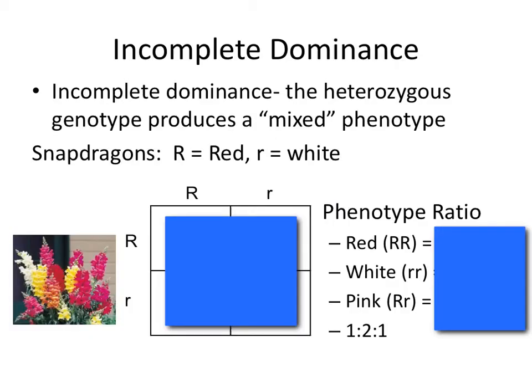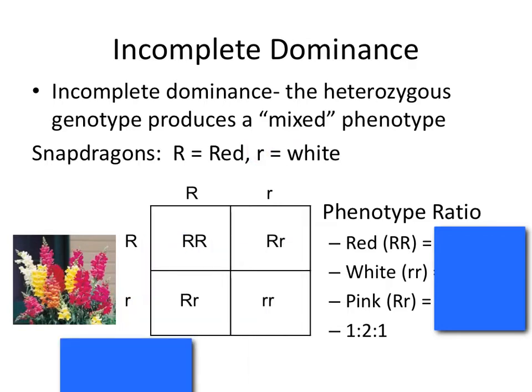The first pattern that I want to talk about is incomplete dominance, and this is pretty much just the way it sounds, where the dominant allele is not completely dominant. So in the heterozygous genotype, we get a mixed phenotype. A classic example of that is this flower called the snapdragon, where a dominant allele gives you a red flower and a recessive allele gives you a white flower. If we were to do our little Punnett square, just like normal, if this were normal Mendelian inheritance, you would expect this one to be red, these guys to be red, and this one to be white.